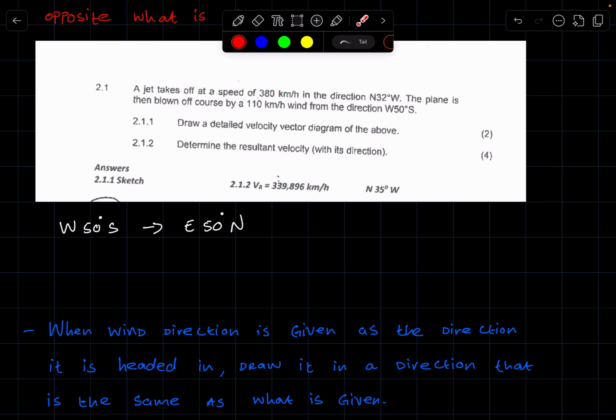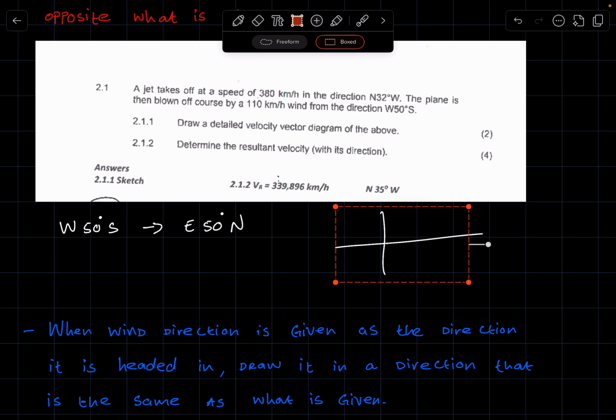Because the wind is given from the direction of where it is coming from, it means it is headed in a direction that is opposite this one. For instance, if you were to draw a Cartesian plane, west 50 degrees south is in the third quadrant. So if the wind is coming from this direction, it means it is headed in the opposite direction, which is the first quadrant. And the first quadrant has east and north, just like I stated here.